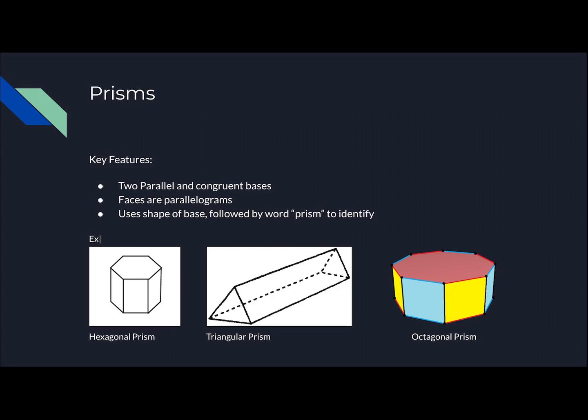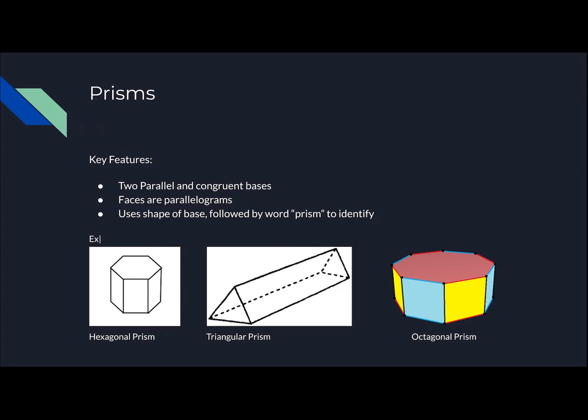Another example would be a triangular prism, okay? Again, I've got my triangle bases, and then these parts right here are called my faces. So if I look at a hexagonal prism, for example, I've got a hexagon base on top, and it doesn't really show, but I've got a hexagon on the bottom too. Okay. How many faces do I have?